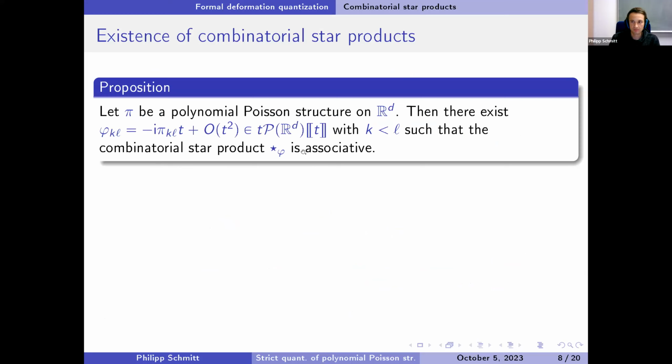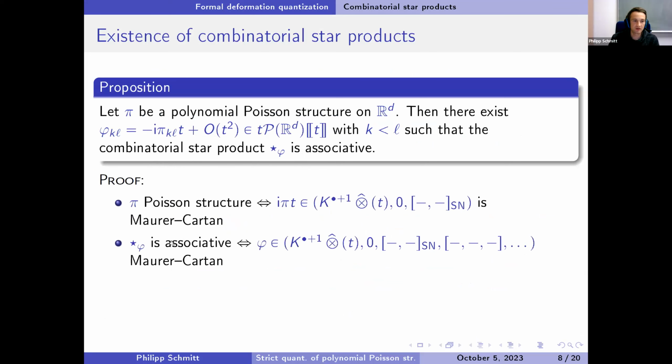And the way to do this is to use the abstract characterization in the associativity theorem that I've showed you before. So to use the characterization that the star product is associative if and only if phi defines a Maurer-Cartan element in this L-infinity algebra here. And if you remember what it means for pi to be a Poisson structure, this just means that the Schouten-Nijenhuis bracket of pi with itself is 0, or in other words, that i pi t defines a Maurer-Cartan element in this case, differential graded Lie algebra, or just Lie algebra because the differential is 0.